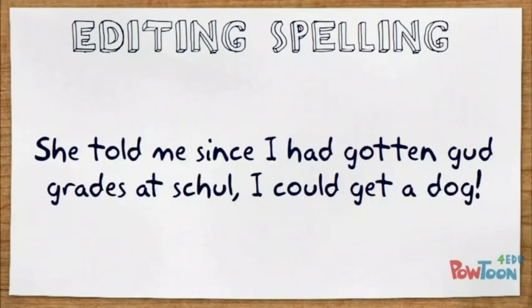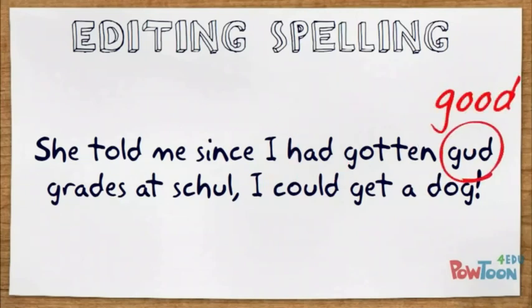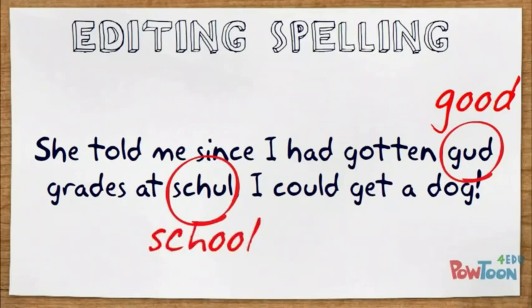Here's my next sentence. She told me since I had gotten good grades at school, I could get a dog. Do you see any places where I didn't use word parts correctly? Oh, now I remember learning that O-O says oo. So good is probably spelled G-O-O-D. And school is probably spelled with an O-O too. That looks right.